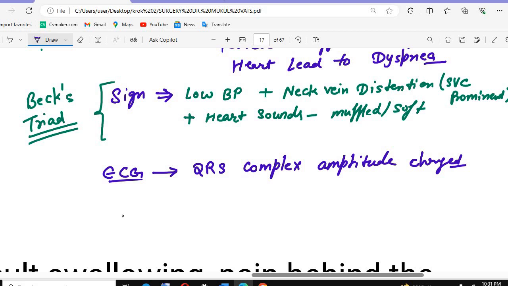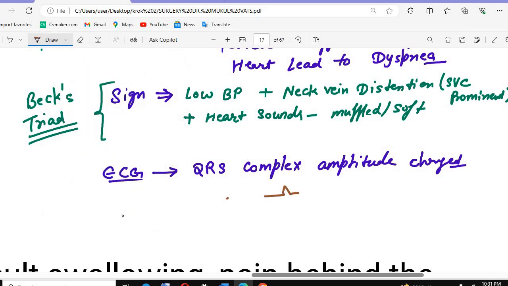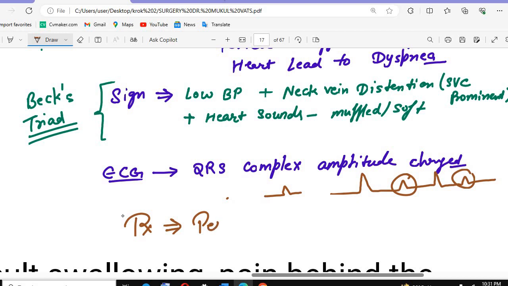Like for example, if this is my ECG, okay, I'm drawing it here, you will see that the amplitude of the QRS complex will be changed, and we call this condition electrical alternans. Like the wave pattern will show electrical alternans. And for the treatment, what will we do? The treatment is pericardiocentesis.